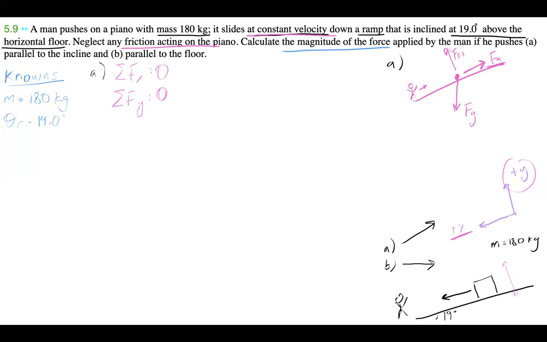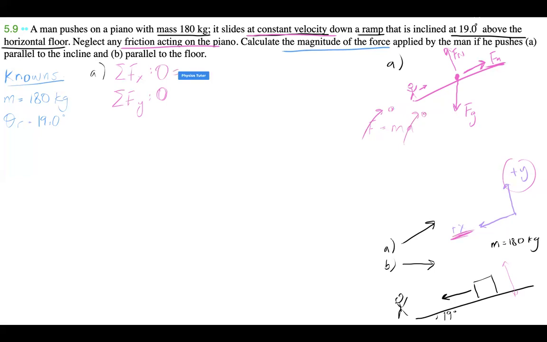But the important thing is that we're given this key information that it slides at constant velocity down a ramp. Because it slides at a constant velocity, acceleration is 0, because force is equal to mass times acceleration. Because there is no acceleration, the net force has to be 0. So the summation of forces in the X direction that we set up for ourselves is 0.